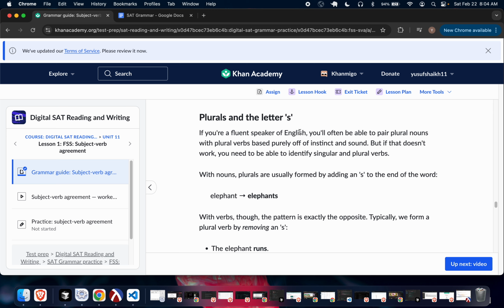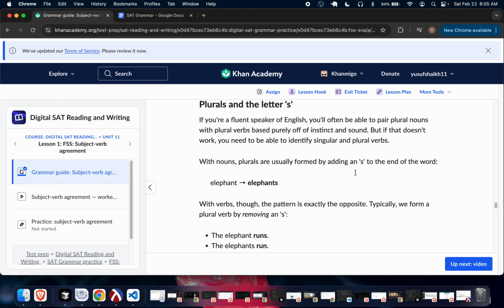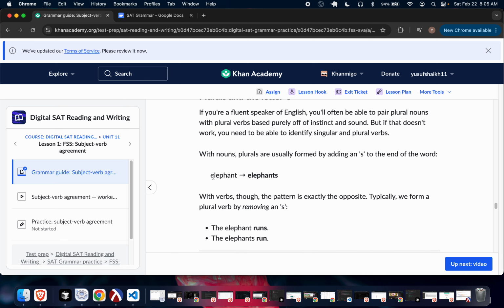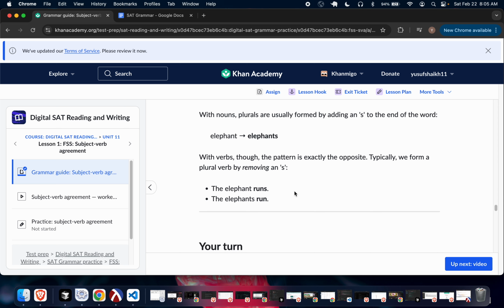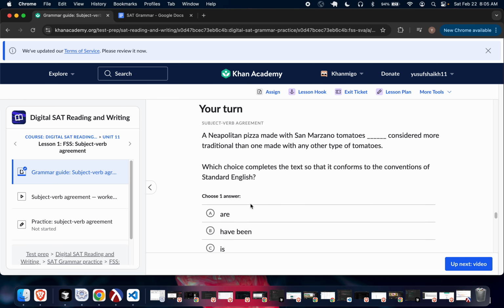And then this, plurals and the letter S. If you're a fluent speaker of English, you'll often be able to pair plural nouns with plural verbs based purely on instinct and sound. But if that doesn't work, you need to be able to identify singular and plural verbs. With nouns, plurals are usually formed by adding an S to the end of the word. So elephant to elephants. With verbs, the pattern is the opposite. Typically, we form a plural verb by removing an S. So instead of "the elephant runs," the plural of this becomes "run," right? The elephants run. All right, so let's try this example.